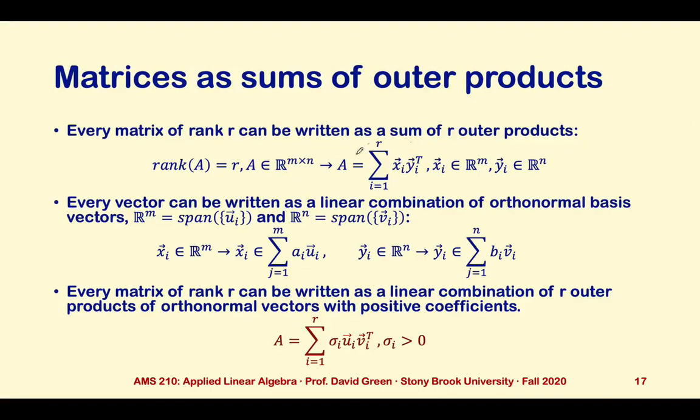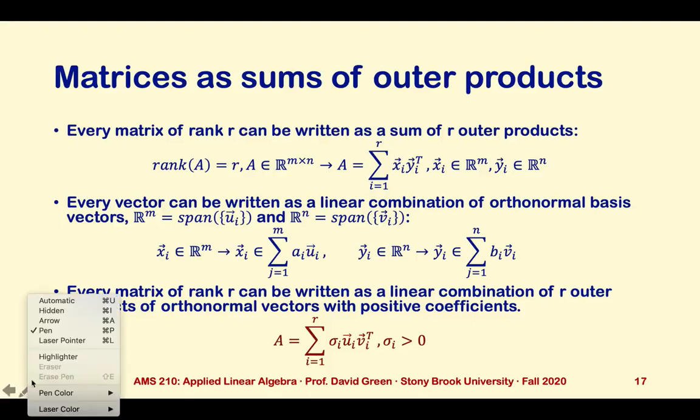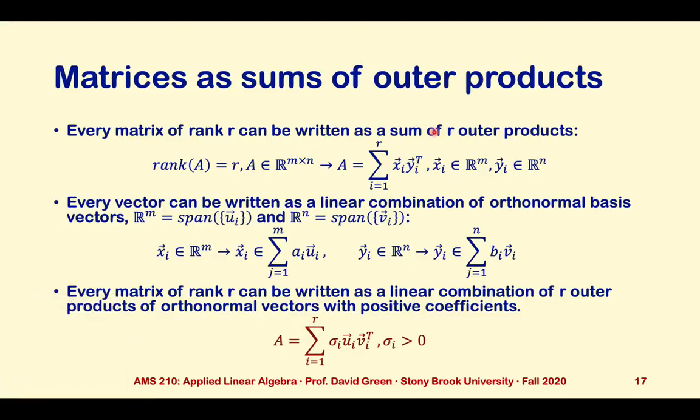Now, we've seen that every matrix of rank R can be written as a sum of R rank 1 matrices, which means it can be written as a sum of R outer products. Any m by n matrix of rank R can be written as a sum of R terms, an outer product of a vector that has m rows and 1 column, and a vector that has 1 row of n columns, this y transpose.